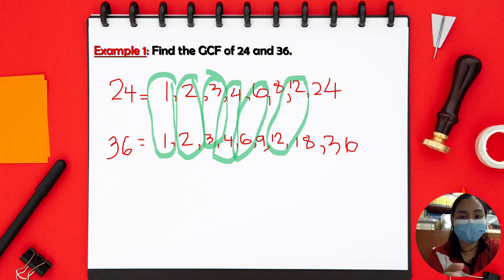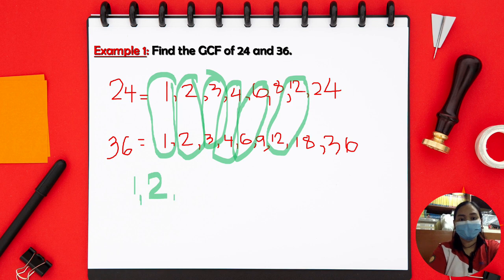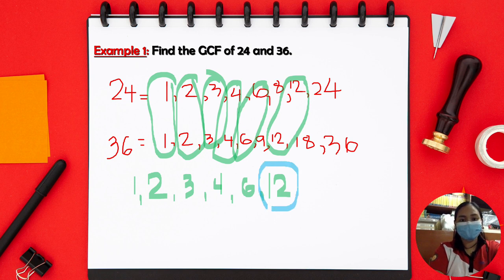And then, the letter G, i-group natin siya and i-encircle natin yung pinaka-greatest, meaning yung pinaka-malaki. Ano ba yung pinaka-malaki? So, i-list down natin yung sinulat natin. So, 1, 2, 3, 4, 6, at 12. So, ano yung greatest sa kanila? That is 12. So, in other words, the GCF of 24 and 36 is 12.